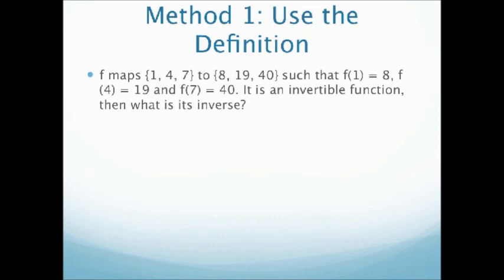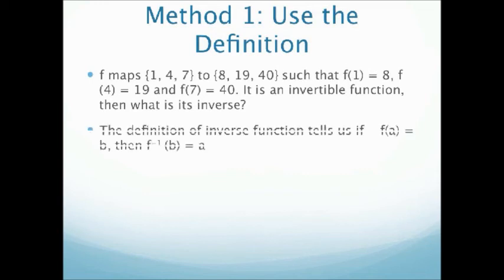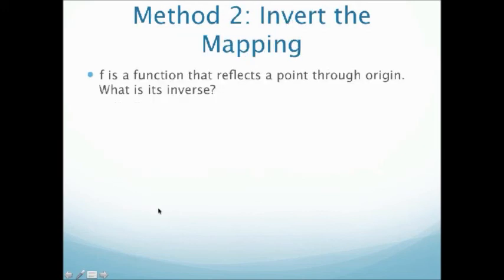And obviously this is an invertible function, and let's see what its inverse is. So the definition of the inverse function tells us that if f of a is equal to b, then f inverse of b will be a. According to this, we are going to get f inverse of 8 is 1, and f inverse of 19 is equal to 4, and f inverse of 40 is equal to 7.